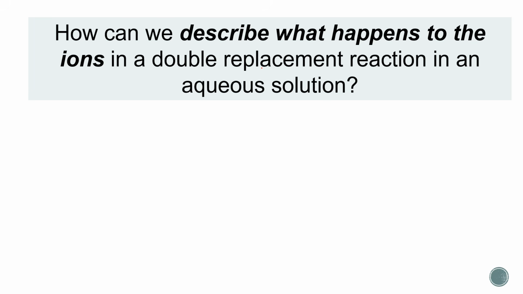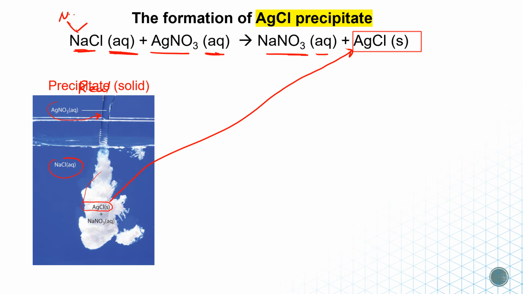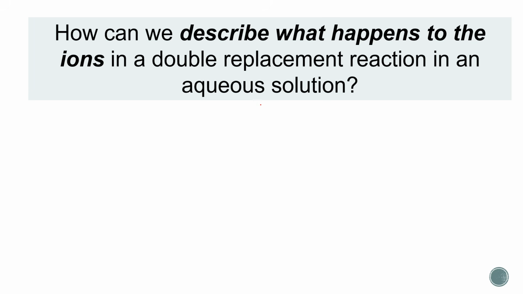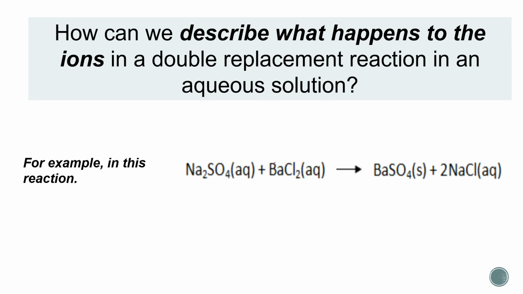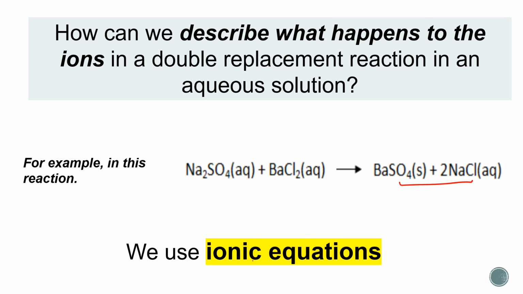Now, how can we describe what happens to the ions in a double replacement reaction in an aqueous solution? Because we know that this is Na plus Cl minus, this is Ag plus NO3 minus. These ions are dissolved, right? So what happens to them? How can we describe what happens to them? How is the reaction happening? For example, in this reaction, what happens to the ions? How do I get this? Okay. What is the overall reaction? What is the net reaction? So we use something called ionic equations.